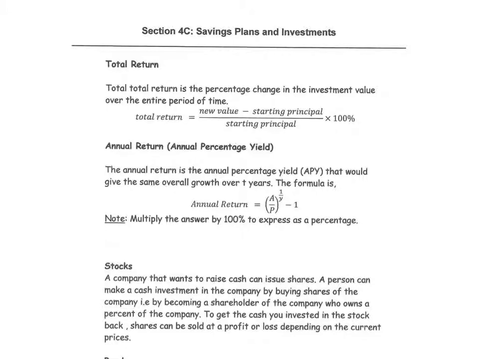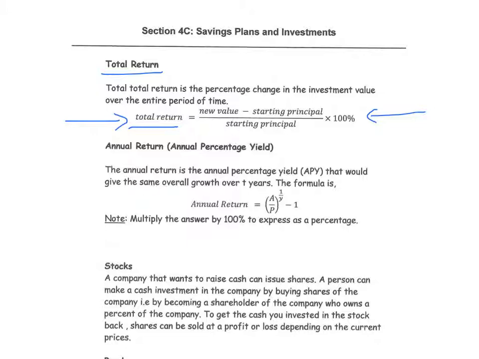In any sort of investment, we're always interested in certain numbers. One of the numbers we're interested in is the total return on this investment. The way we calculate the total return on the investment is by taking the new value, which is the final value, minus the starting principal, and dividing by the starting principal times 100%. So we're always interested in figuring out what the return on our investment is. One way of calculating that is by figuring out the total return.